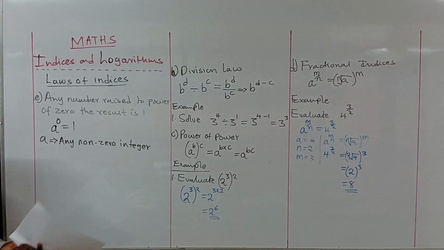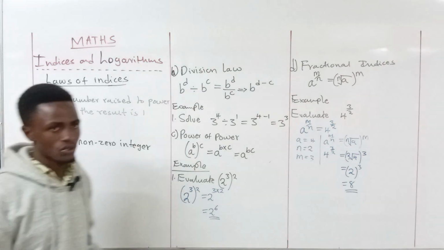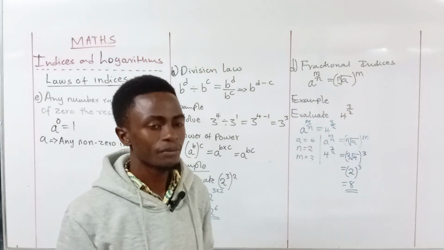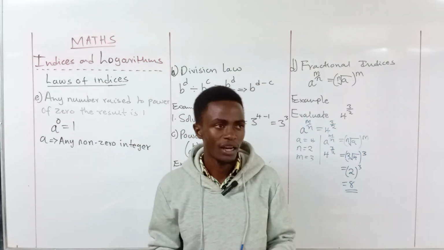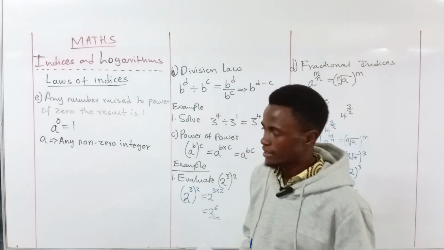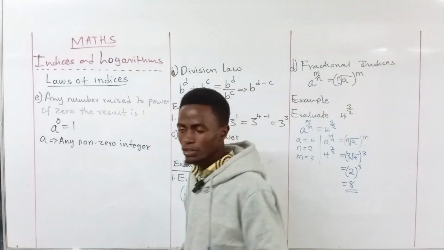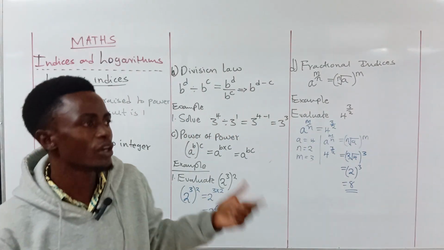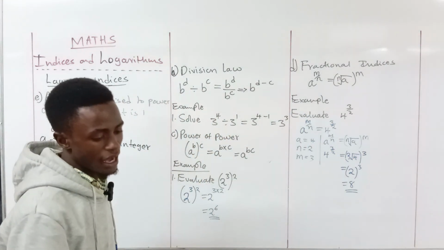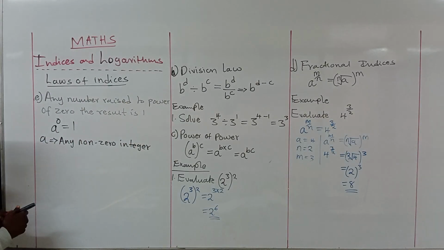So any number raised to 0 is going to give you 1. That is on the indices. So 1,000 raised to 0, the answer is always 1. 1,000,000 raised to 0, the answer is always 1. Now, all of these are still going to guide you on how you are able to solve our questions on indices.